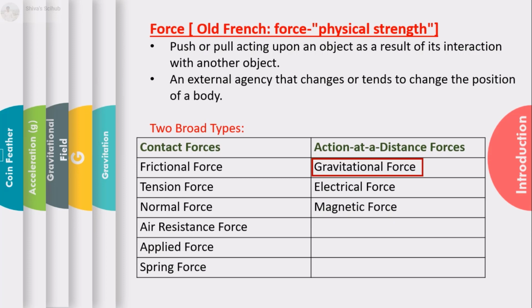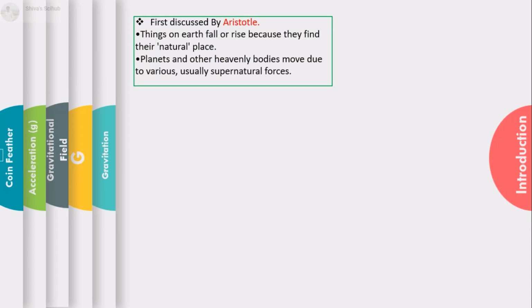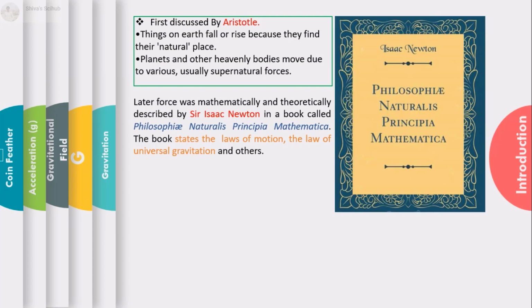Force was first described by Aristotle. Things on earth fall or rise because they find their natural place. Similarly, planets and other heavenly bodies move due to various, usually supernatural forces, and this led Aristotle to describe force as a supernatural thing. Later, force was mathematically and theoretically described by Sir Isaac Newton in a book called Philosophiae Naturalis Principia Mathematica. The book states the laws of motion, the laws of universal gravitation, and many others, which are out of the scope of this syllabus.